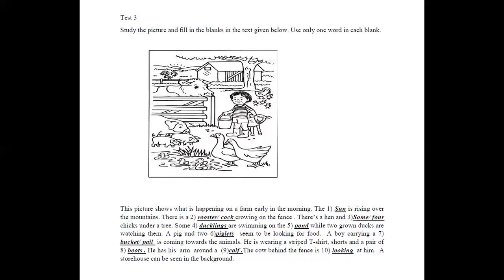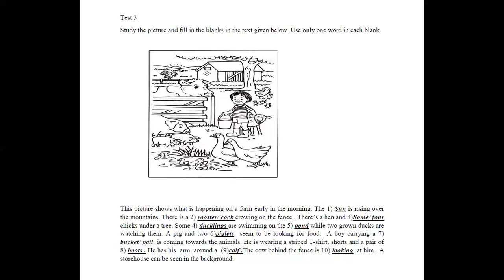You can say that is a bucket, or someone can refer to that as a pile. Okay, those are similar words. A bucket or pile, you can use both. A boy carrying a bucket or pile is coming toward the animals. He is coming toward the animals.